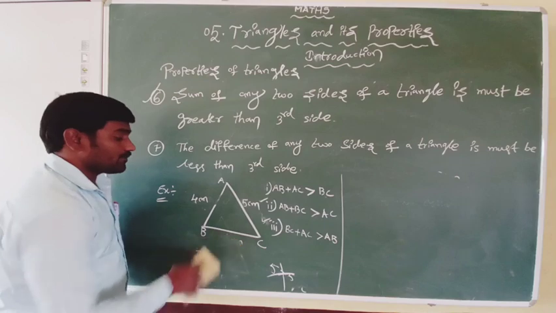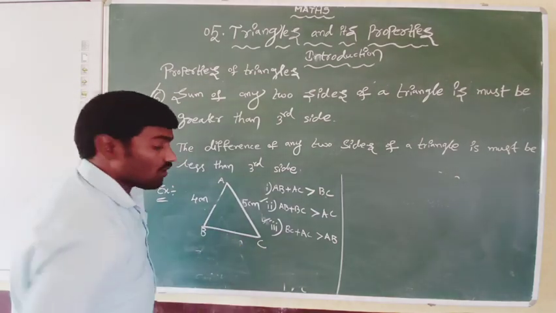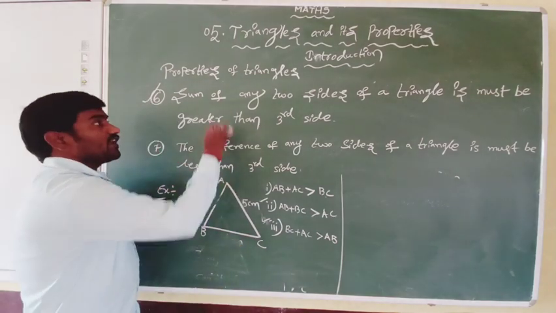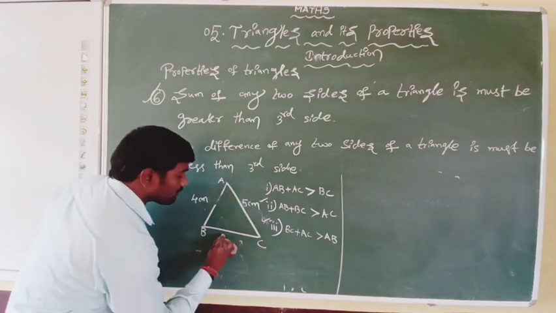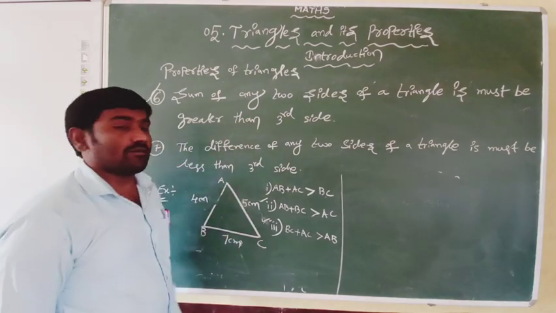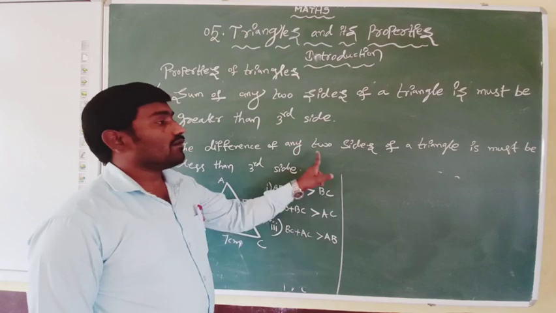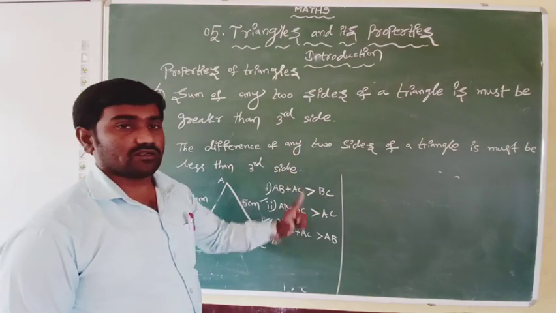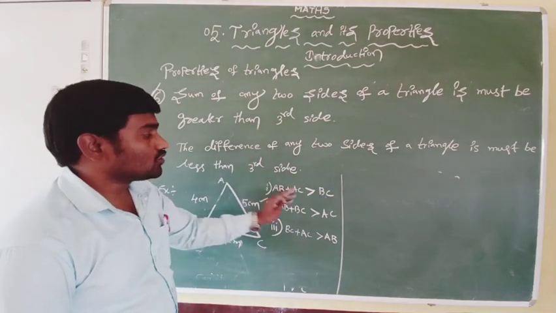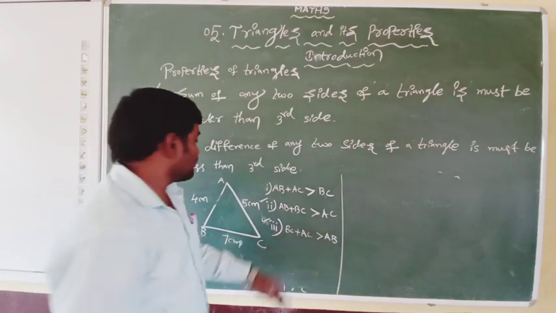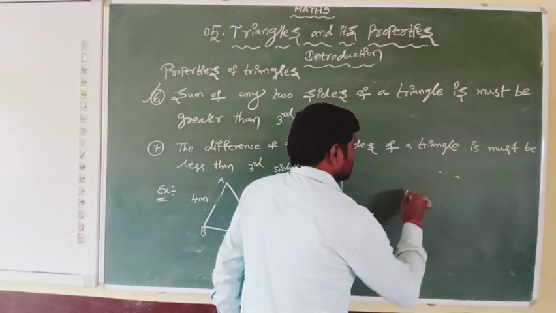So remember, if they form a triangle or not, how to identify? The sum of any two sides must be greater than the third side. Then only they can form a triangle, or not. This is the converse of it. Here we are doing the sum, it should be greater than the third side. Here we go for the difference.